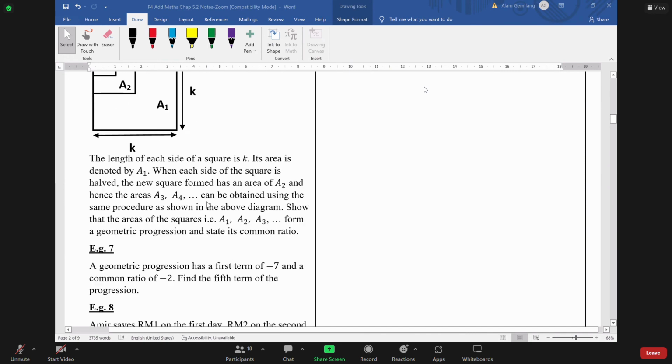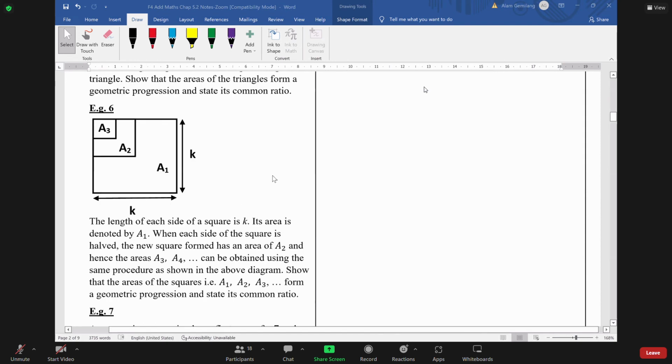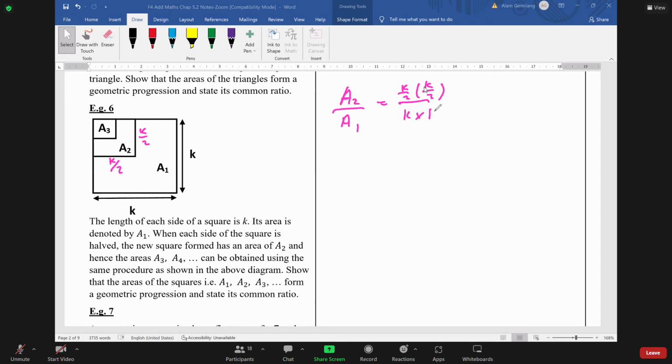Okay, but if you want to do it, you can. So the common ratio is also 1/4. The first area, A1, then A2 divided by A1. A2 is half, K over 2, so this one also K over 2. So that means K over 2 times K over 2 divided by K times K. So the K cancels, and it's 1/4.